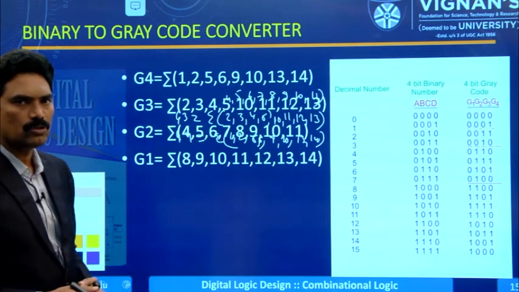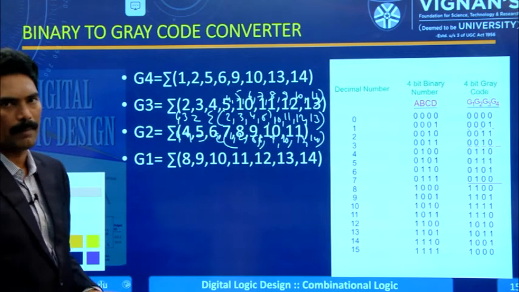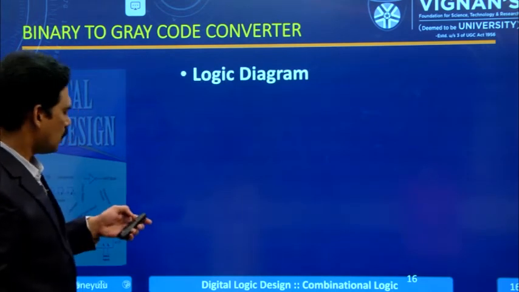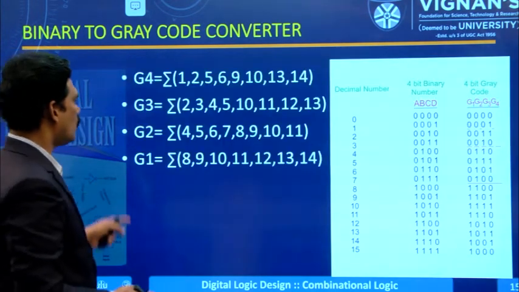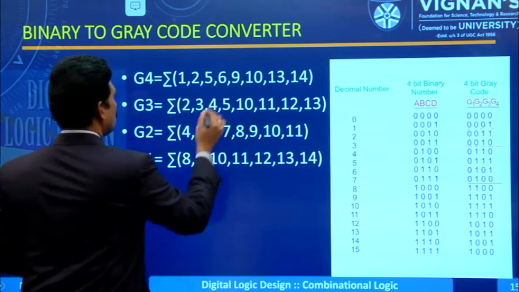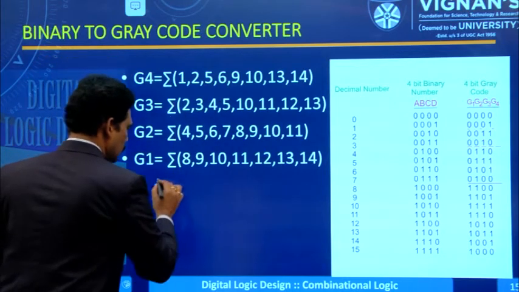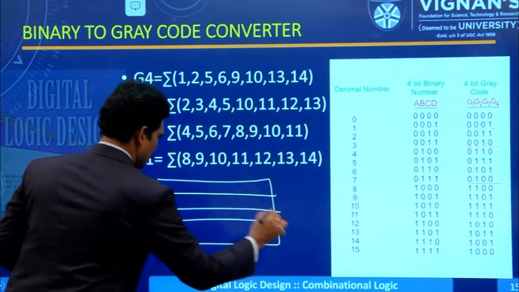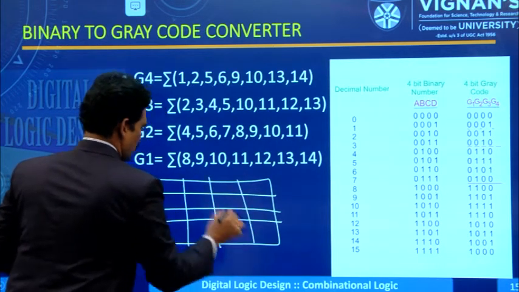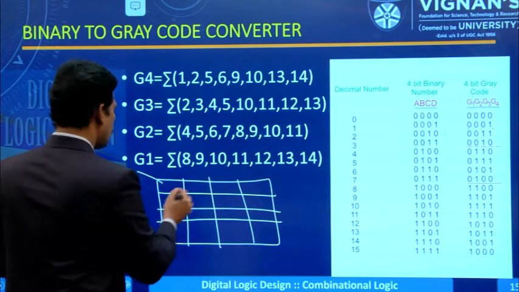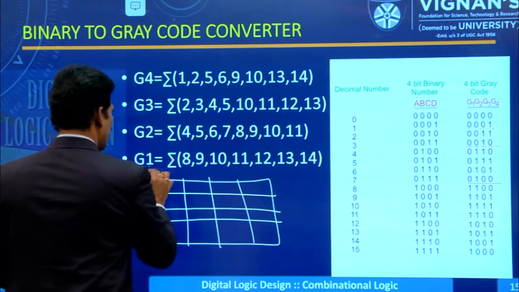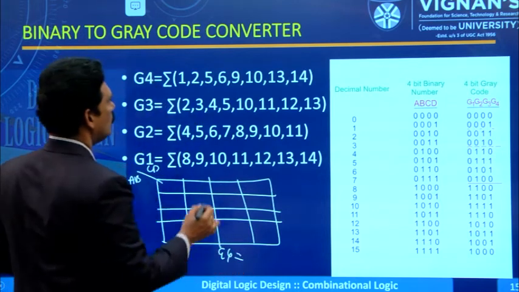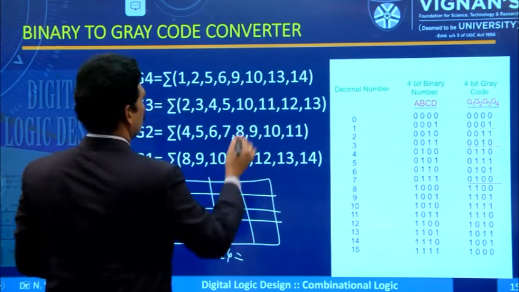So, what we have to do? We have to simplify by using K-map. So, how to do this one? So, we have the G4 K-map. We have to draw the K-map like this. The inputs are ABCD only, and this is for G4. G4 is equal to 1, 2, 4, 5.